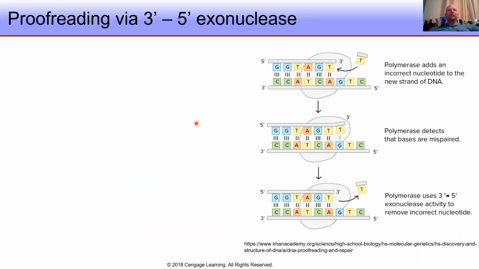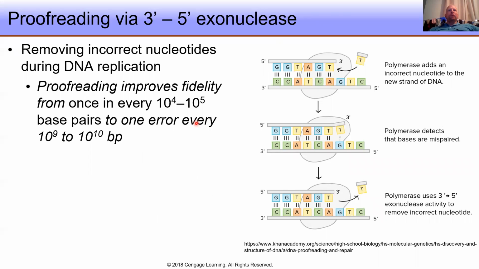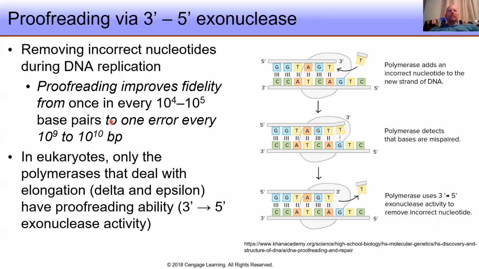So what is proofreading? Proofreading means removing and replacing incorrect nucleotides during the process of DNA replication. Proofreading improves fidelity greatly and reduces the error rate considerably. It improves it from 1 error in 10^4 to 10^5 base pairs to 1 error in 10^9 to 10^10 base pairs. So that is a big difference. The polymerases that are associated with proofreading are the delta and epsilon types of polymerases.